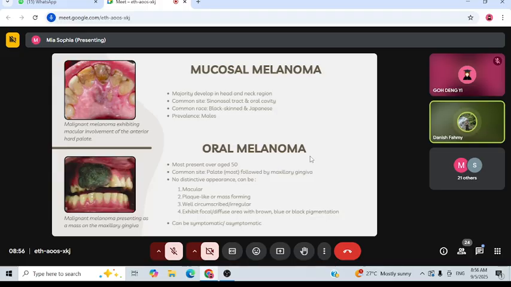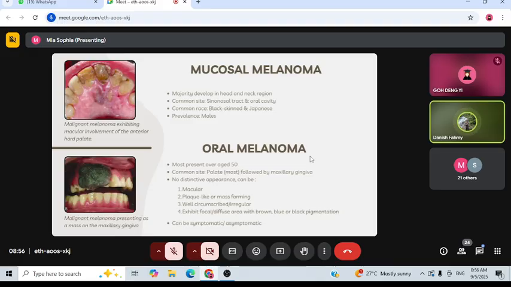This is an example of melanoma. First one, mucosal and oral melanoma. You can see the picture there. Malignant melanoma exhibits macular involvement of the anterior hard palate, and the majority develop in the head and neck region. Common sites are the sinonasal tract and oral cavity, with predilection in black skin and Japanese males.